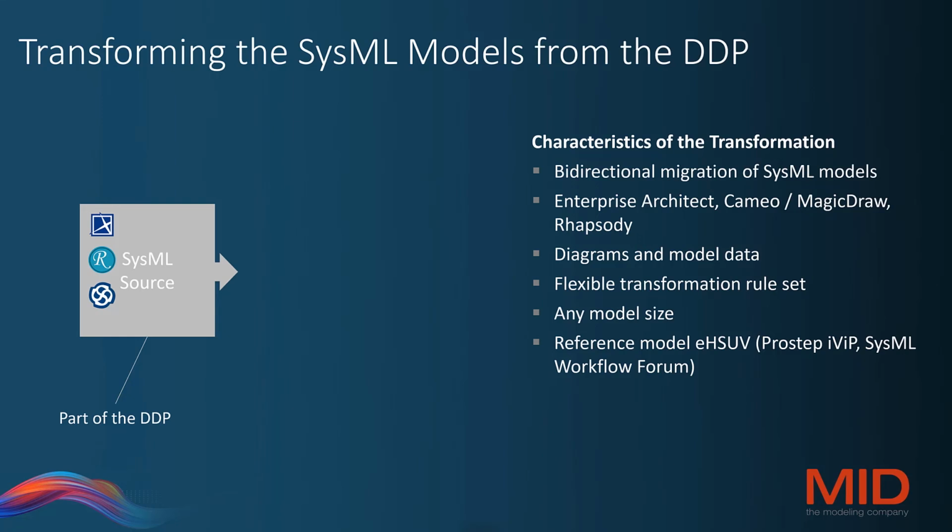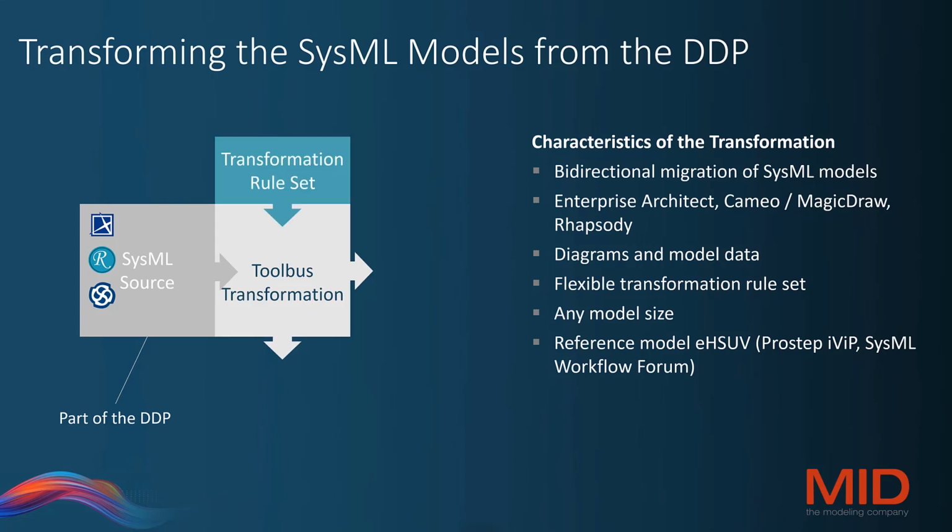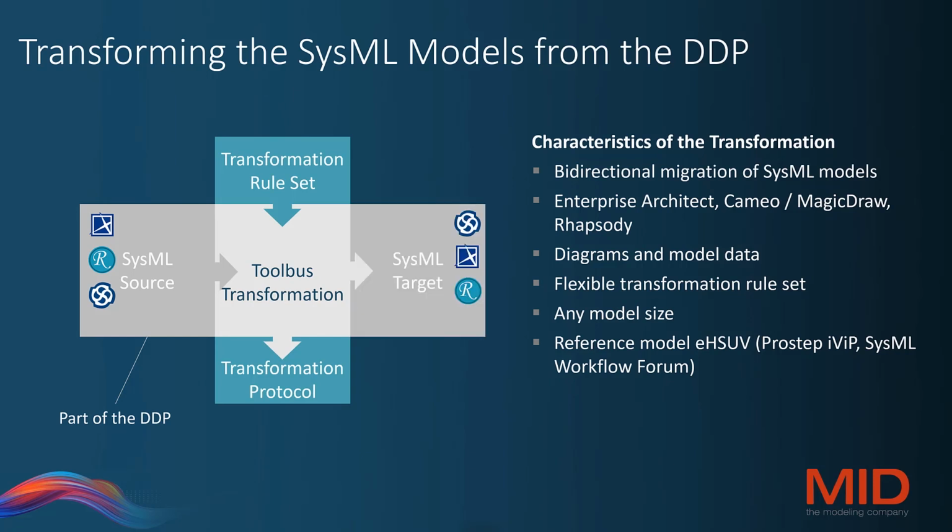So as stated before, the DDP owns all the relevant information. It has the model data, it has the diagrams, it has the positions of the shapes, etc. So the source of the transformation is already included in the DDP. Now we need to carry out an active transformation based on a certain rule set, and we will of course write a transformation protocol, and the result of the transformation will be the target file that can be read into the target tool.